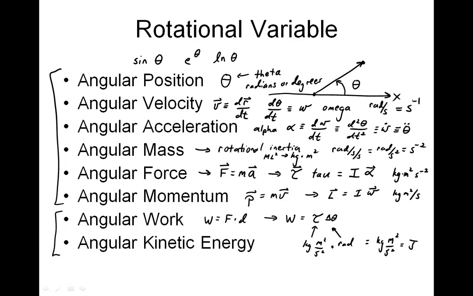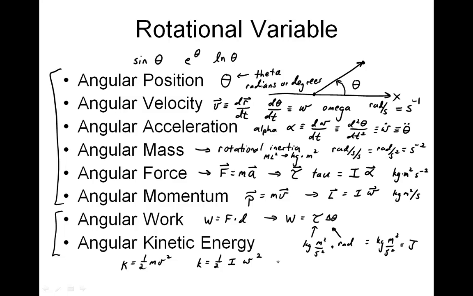So work doesn't care about rotation or translation. Work is work. Same thing with kinetic energy. Now kinetic energy, you may recall, was 1/2 mv squared in the translational world or the linear world. Well, kinetic energy will be 1/2 mass, but now I'm talking about rotation, so that's I, times speed, but that's angular speed, so omega squared.